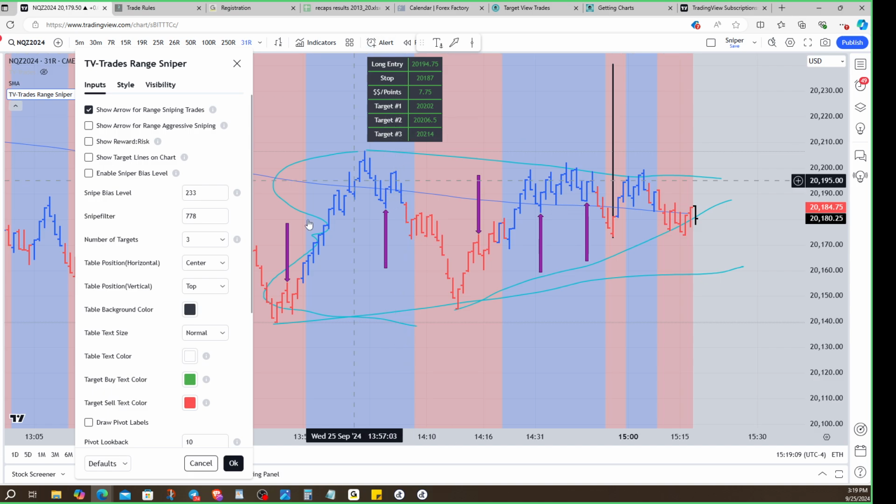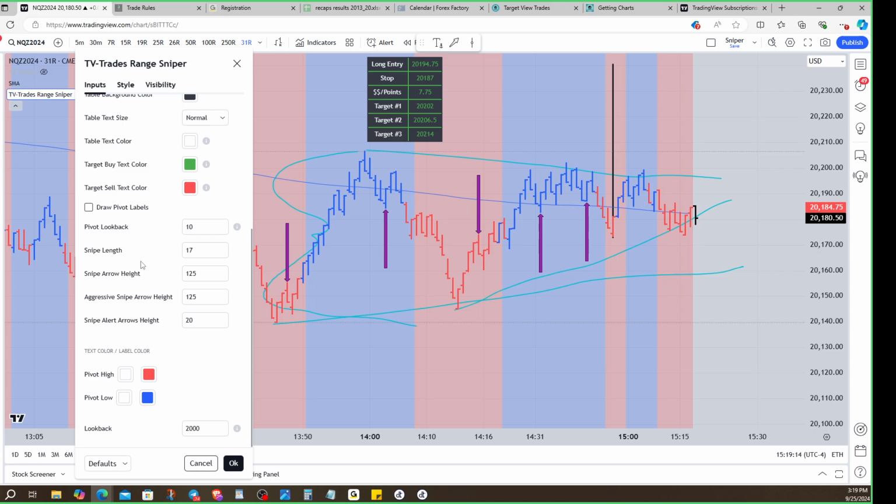But the number of targets is the same. The position of the table, you can move it up and down, change the colors, change the text size, all that is the same. Pivot look back is the same. You don't need to change anything in here, really.